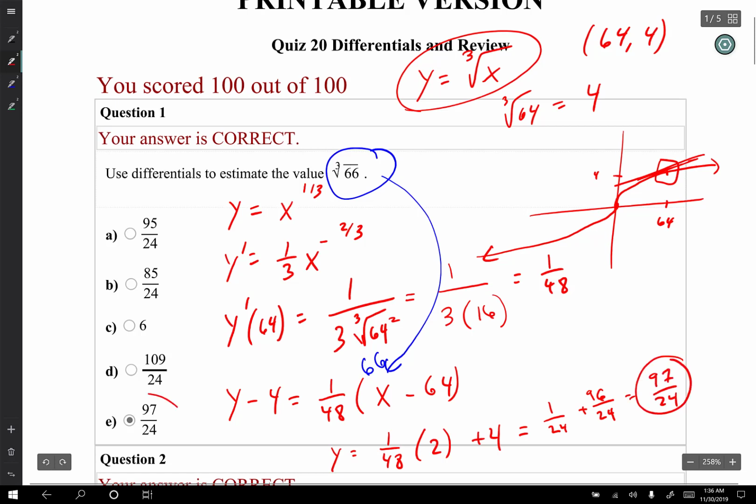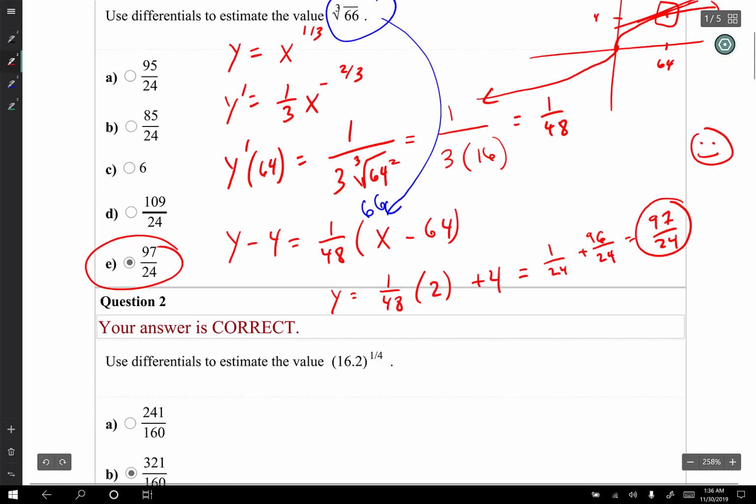This is my approximate. I hope you guys like that, guys. I thought that was kind of cool. All right, let's do this one here.